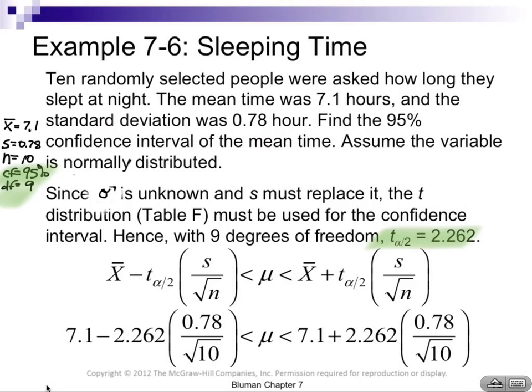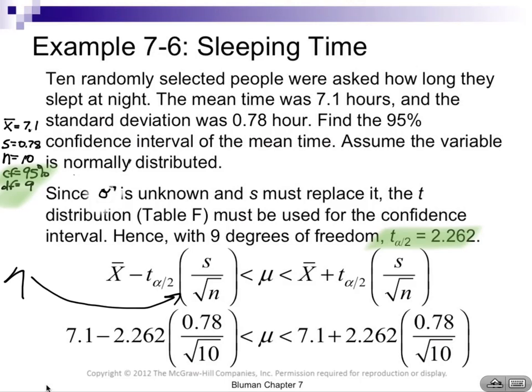Now we've got our formula: x bar minus t alpha over 2 times the standard deviation over the square root of the sample size. Now again, be sure that here you're using n. That's not degrees of freedom, that's the sample size. So be sure that you're using n right there, not degrees of freedom.